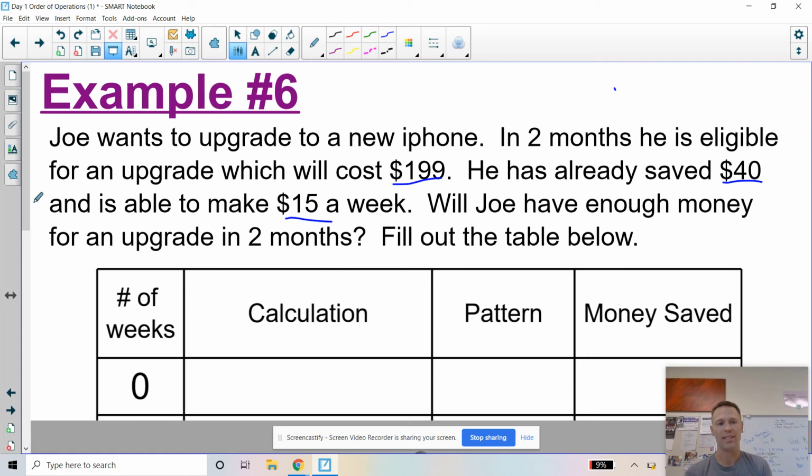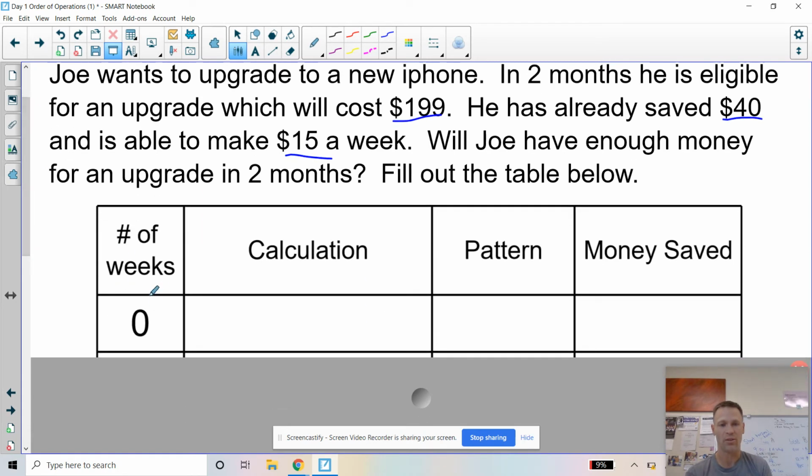So if we think about this in a table, we have it organized into the number of weeks. So week 0 is like right now. He's starting with his $40. We have a calculation that we can do, and then how much money is that going to be? So in week 0, we just have $40. We can say that there's really no pattern established yet because we haven't done anything to establish a pattern, and the money saved is his $40.